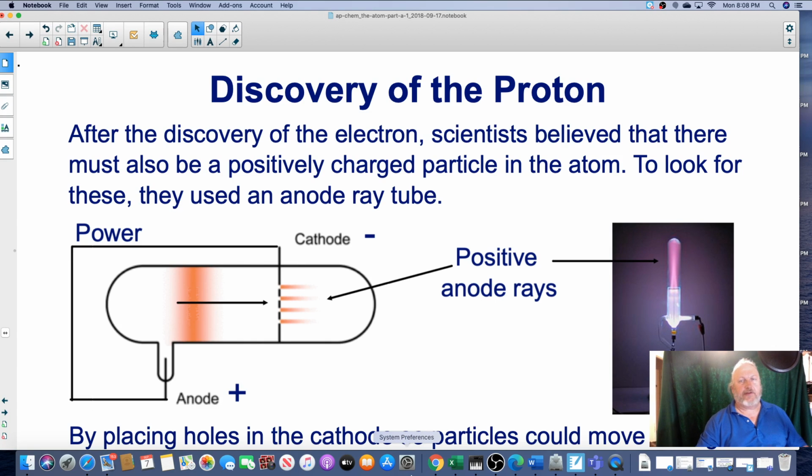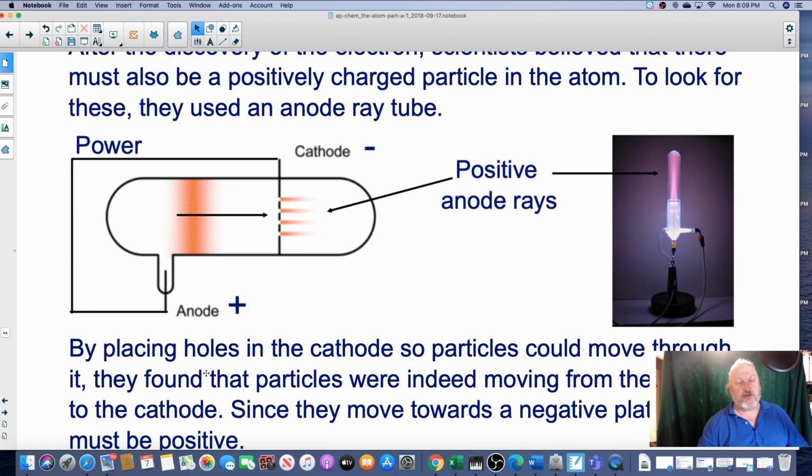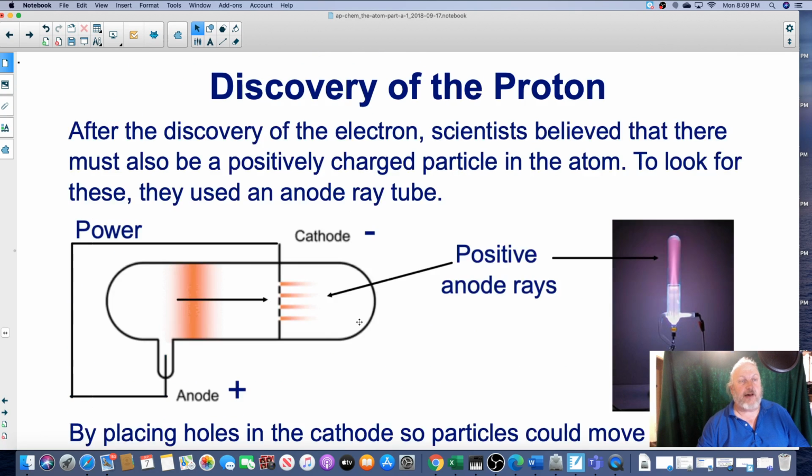After the discovery of the electron, scientists believed that there must also be a positively charged particle in the atom. To look for these, instead of using a cathode ray tube, they used an anode ray tube, where the particles would come from the anode and go to the cathode. They put a little device with holes in it in the cathode so those particles could move through it. They found that these particles were indeed moving from the anode to the cathode. Since they move toward the negative plate, they must be positive.